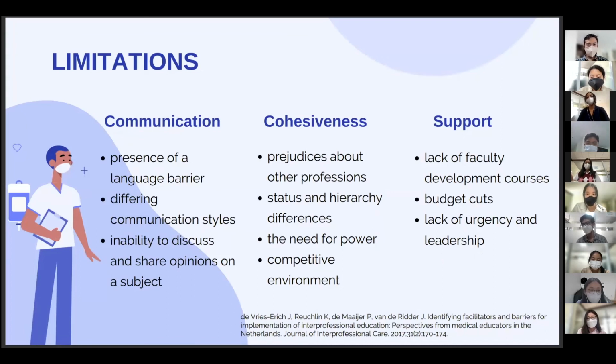Aside from the advantages of IPE, there are also a few instances that can prove harmful to the implementation of IPE. These limitations are divided into three. The first one is the lack of communication, which can result in the presence of a language barrier, differing communication styles, and the inability to discuss and share opinions on a subject. The second one is the lack of cohesiveness, which can result from prejudice about other professions, status and hierarchy differences, the need for power and individuality, and the competitive environment during the implementation of IPE. And the last one is the lack of support. There is a lack of faculty development courses, there are budget cuts, and lack of urgency and leadership that could serve as limitations for the implementation of IPE.